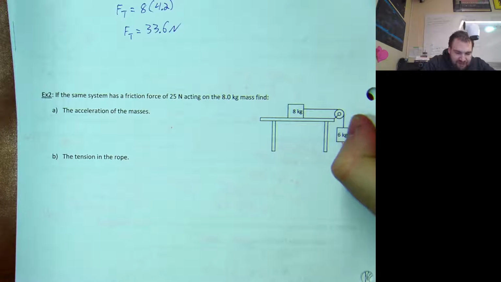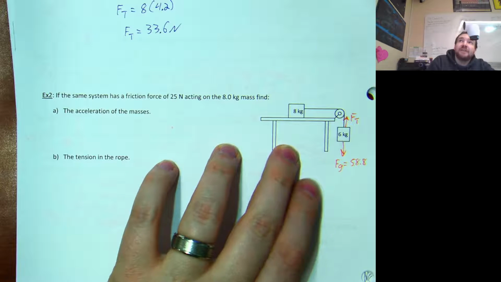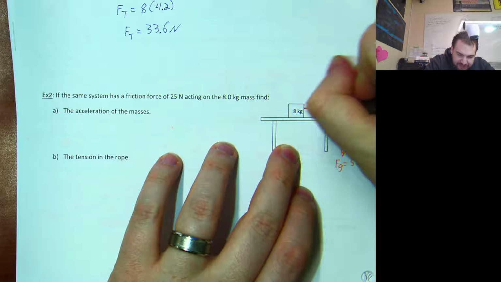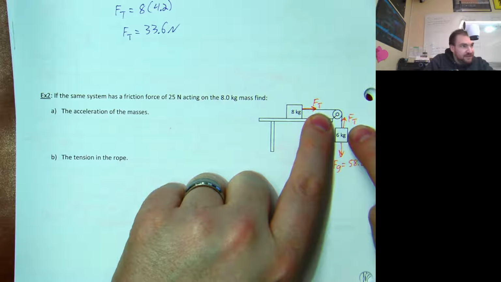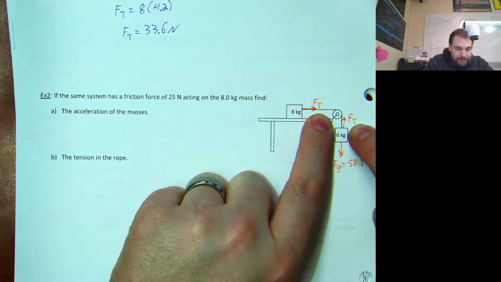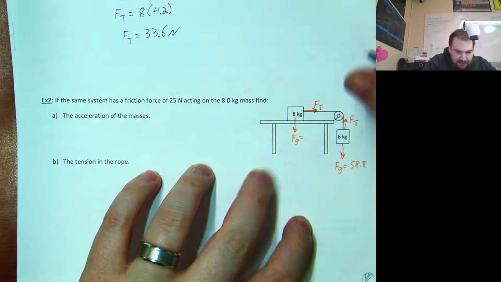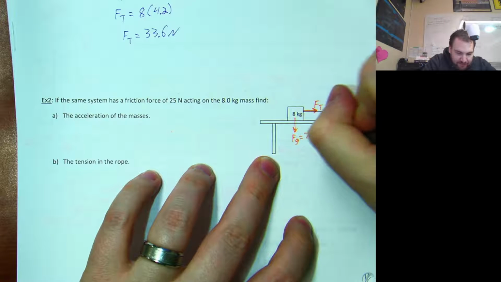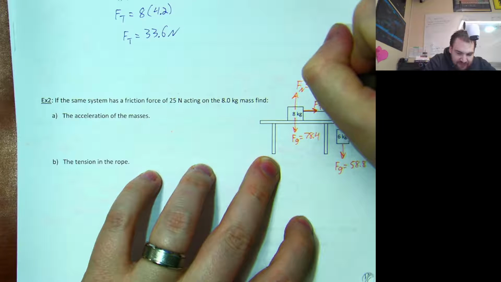So I'm still going to have an FG acting this way of 58.8. I'm still going to have FT acting up on this block. I'm having FT act to the right on this block. And again, these are the same FTs because that is the same rope. I'm going to have an FG acting downwards on the 8 kilogram block. It's still going to be 78.4. I'm going to have an FN acting here of 78.4.